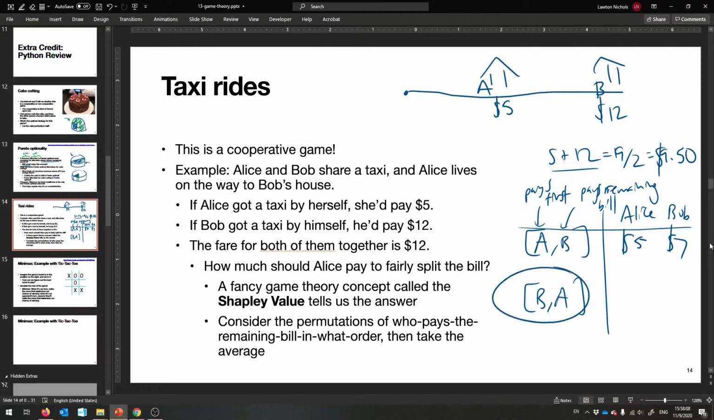Okay, the other option is if Bob pays as much as he needs to pay first, and then Alice pays the remaining bill. So if Bob pays first, he's paying the full $12, because that's how much it costs to get to his house. And then Alice would have paid $0 in this case. She's paying the remaining bill, but Bob already paid the full bill. See that? My little dollar signs are not very aligned. Let me fix that. 12, and Alice would pay 0.